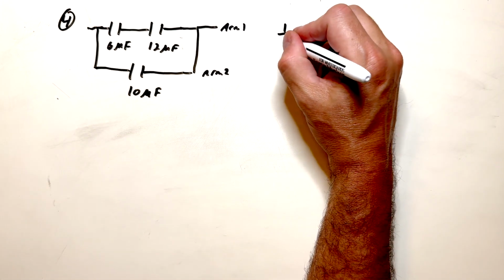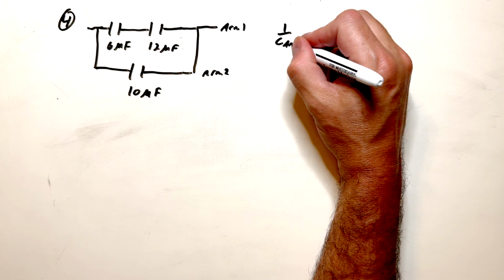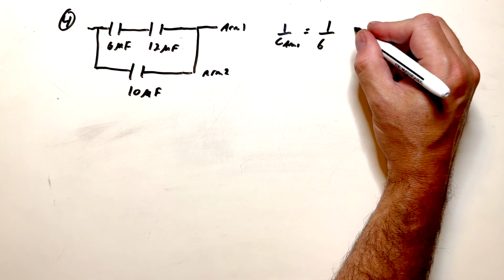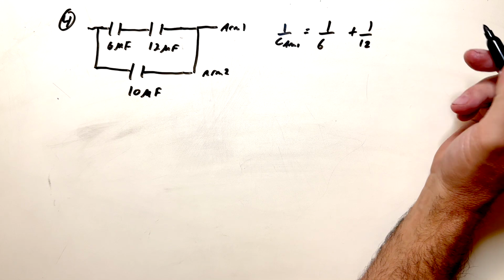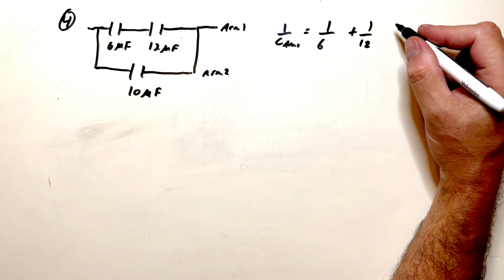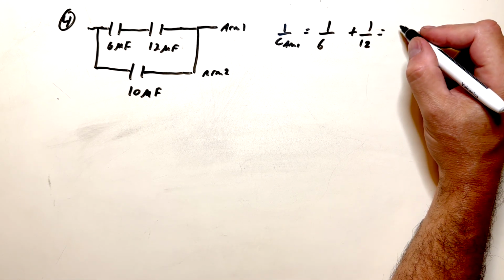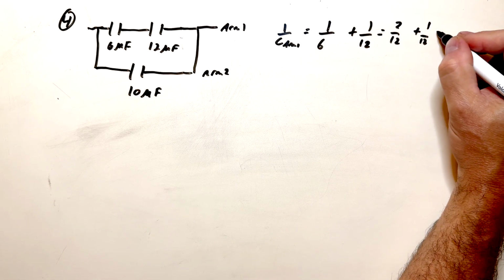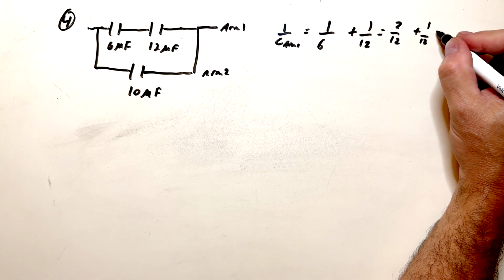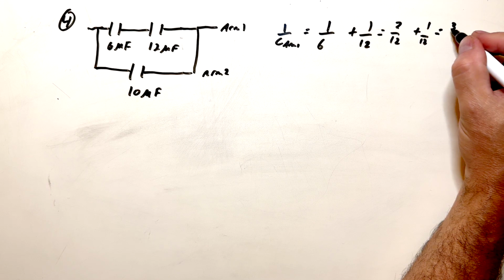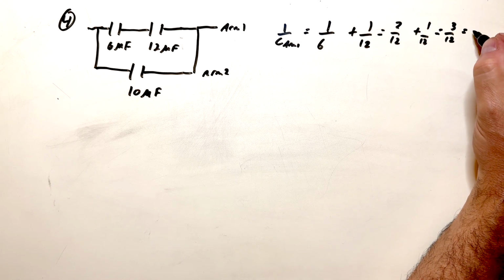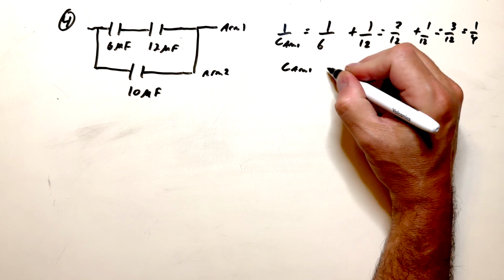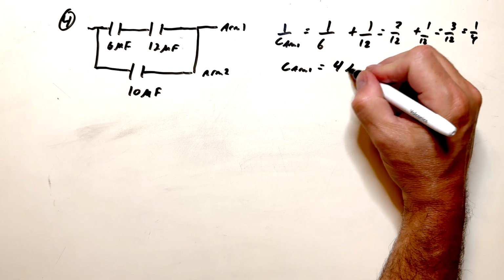Okay, and so we'll have 1 over C, and we'll call it arm 1, is equal to 1 over 6 microfarads plus 1 over 12 microfarads. And that is equal to 2 over 12 plus 1 over 12, equals 3 over 12, which reduces to 1 over 4. So C arm 1 is equal to 4 microfarads.